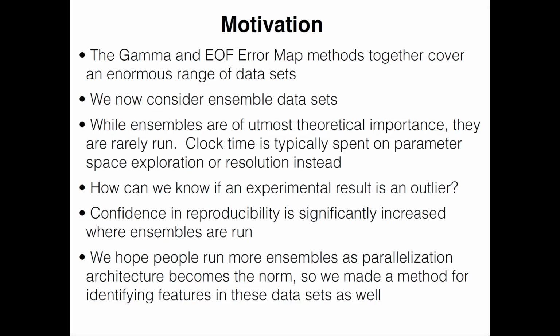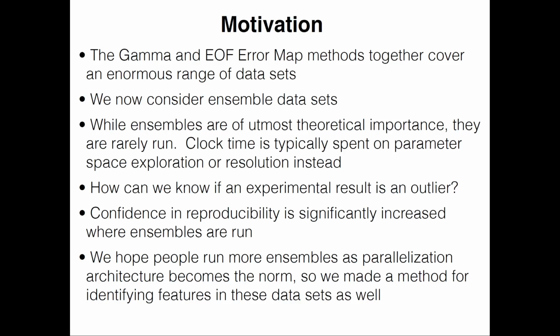But we also want to consider ensemble data sets. And ensemble data sets are relatively rare. Ensembles are very, very important, theoretically speaking, but they're not usually run. The reason is that clock time is limited, and it's typically spent on parameter space exploration or resolution instead of running ensembles, which is understandable. Both parameter space exploration and resolution increase are very desirable. But how do you know if an experimental result is an outlier?